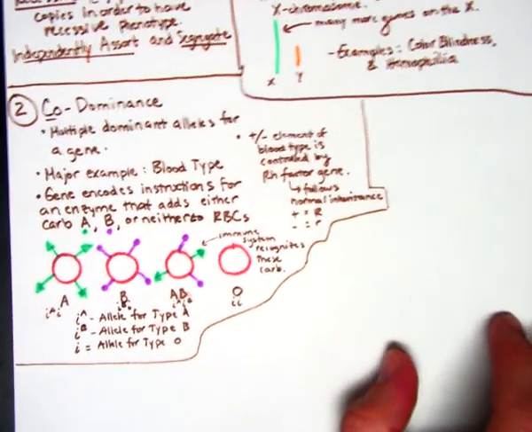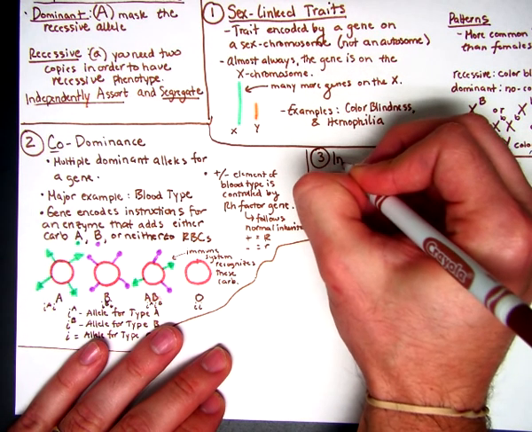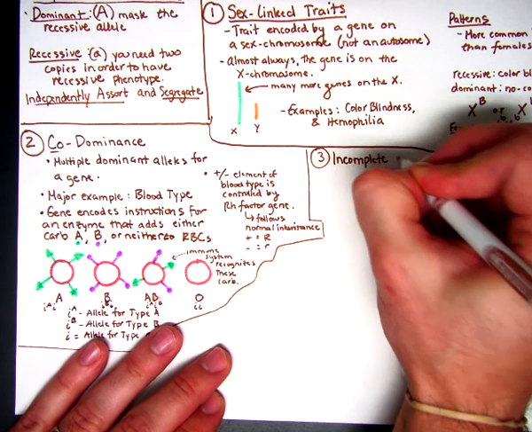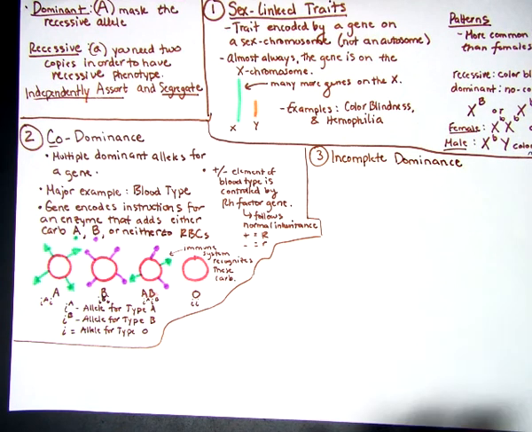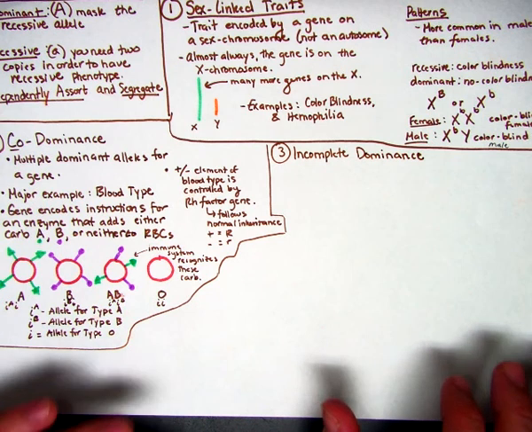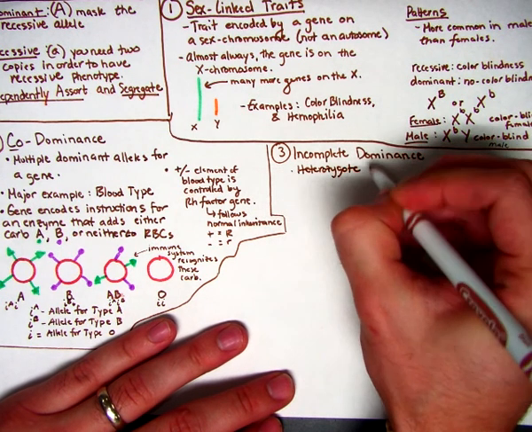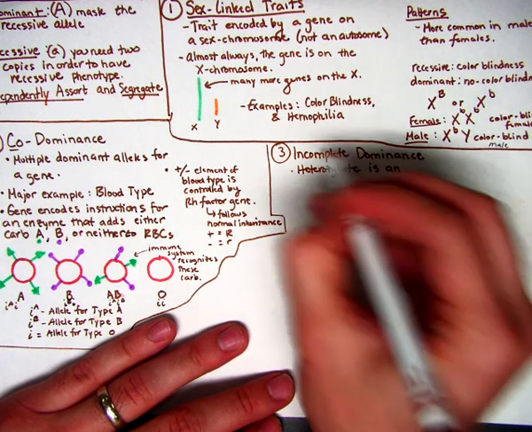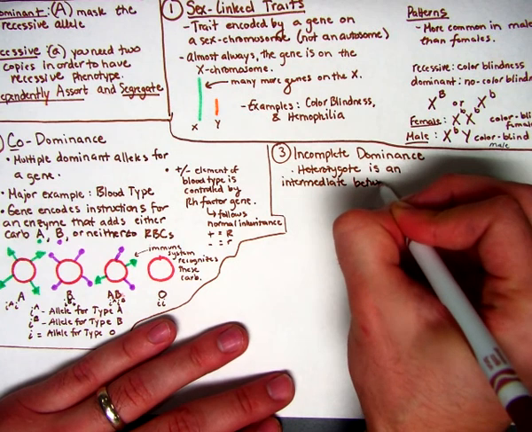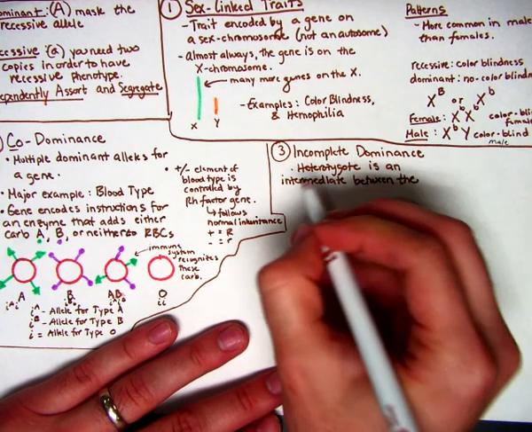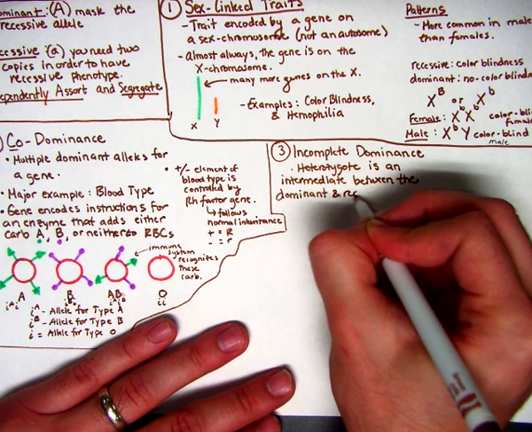So codominance is our second example. While we're on the topic of dominance, the third example is incomplete dominance. And the idea here is that the heterozygote is an intermediate between the dominant and recessive phenotypes.